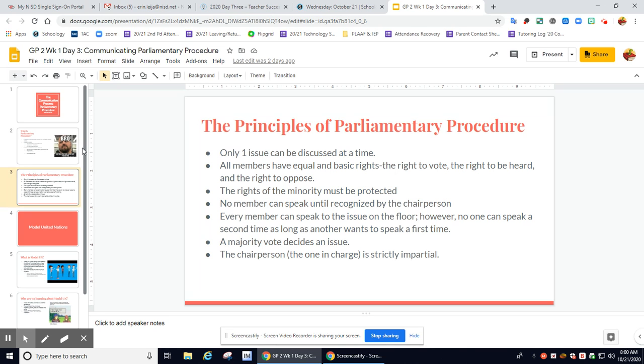A majority vote decides an issue. So a majority rules is going to be the overall consensus. It's not, oh, well, Chad is the most popular one, so whatever Chad says, go. No, it's majority rules. And finally, the chairperson, the one in charge, is strictly impartial. They cannot take a side on the issue.